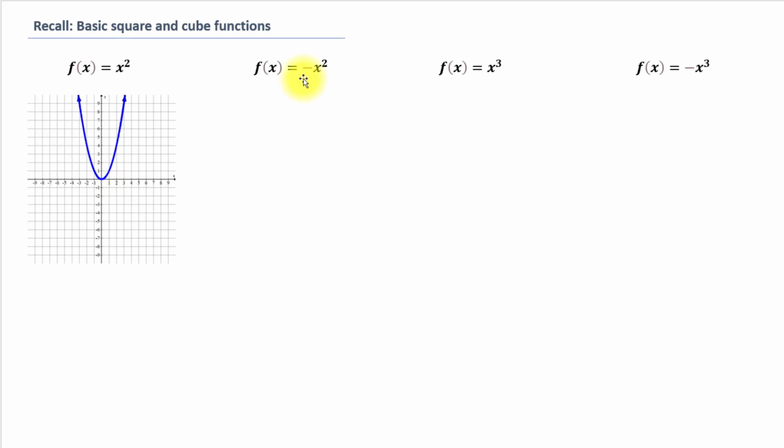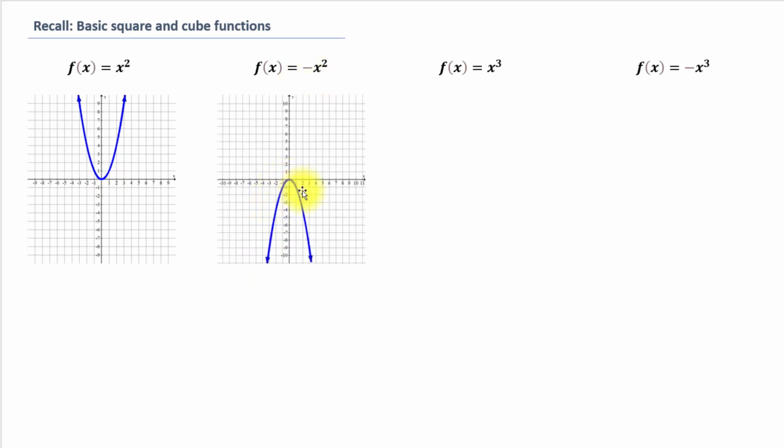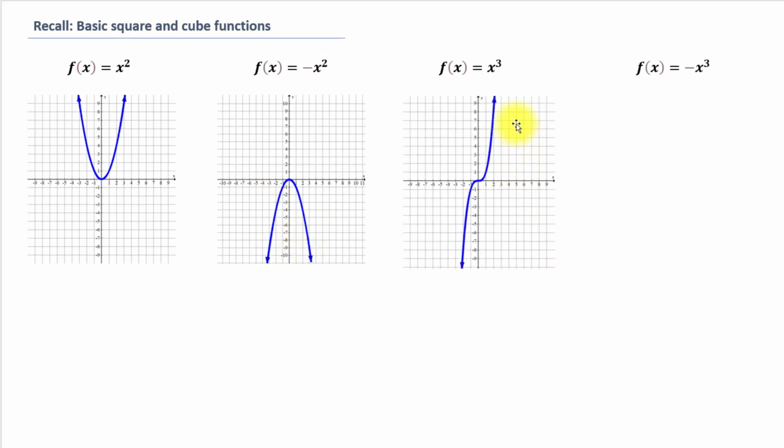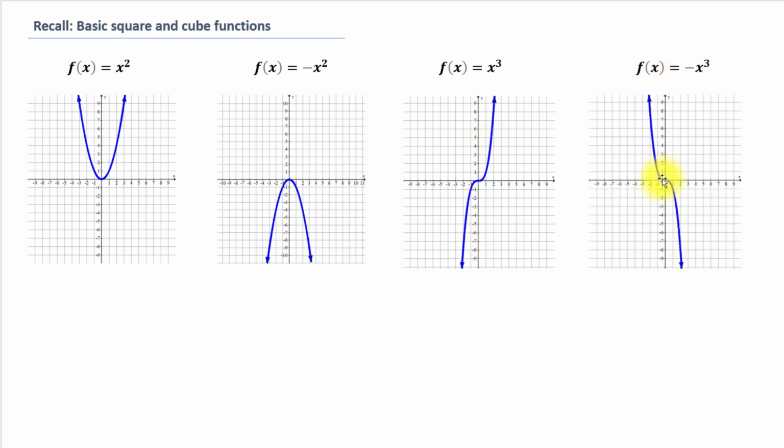Now, what happens if we put the negative sign in the front of the basic square function? Well, the graph will be reflected and the parabola will open down. Here's the graph of the basic cube function, and if we place the negative sign in the front, the graph will be reflected over the x-axis.